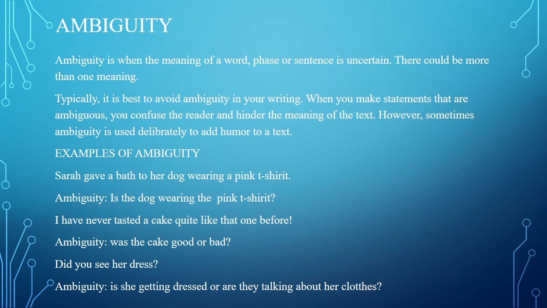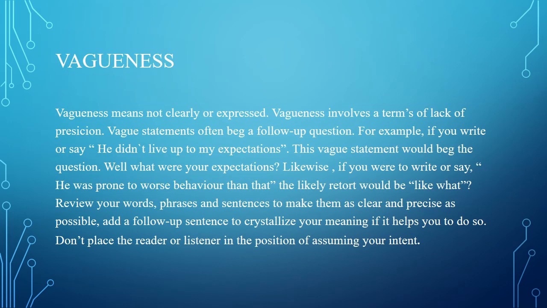Examples of ambiguity: she gave a bath to her dog wearing a pink t-shirt. Ambiguity: is the dog wearing the pink t-shirt? I have never tasted a cake quite like that one before. Ambiguity: was the cake good or bad? Did you see her dress? Ambiguity: is she getting dressed, or are they talking about her?